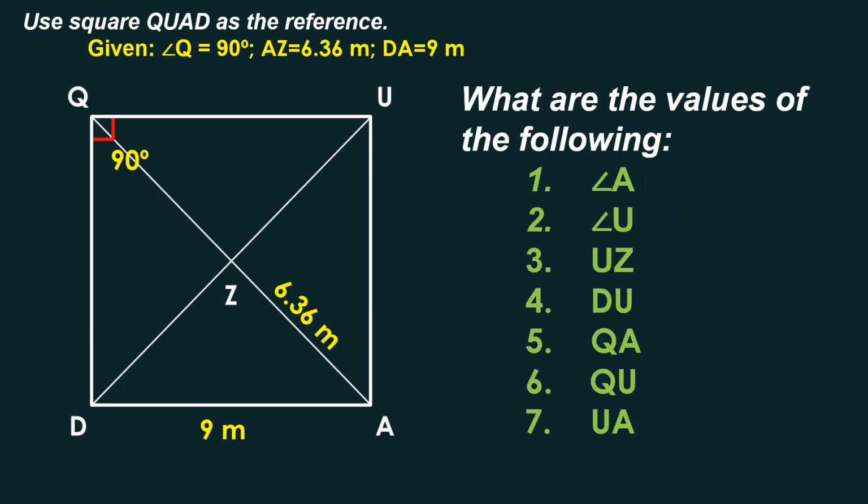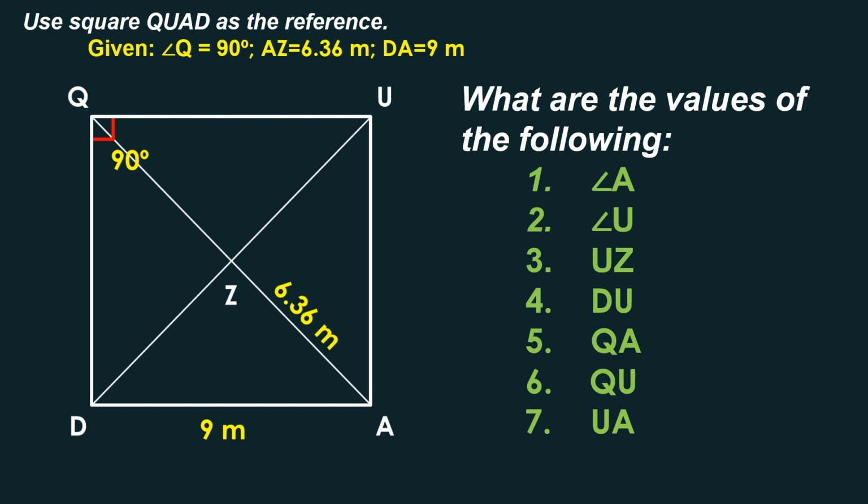Let us use what we learned from the properties of a square. So we use this square QUAD as the reference. We have here our given angle Q, 90 degrees, AZ, which is the half of diagonal QA, that's 6.36 meters, and DA, this side at the bottom, which has 9 meters. So what are the values of the following? Try to pause the video and try to solve the following on your own. And let's see if you will arrive with the same answers.